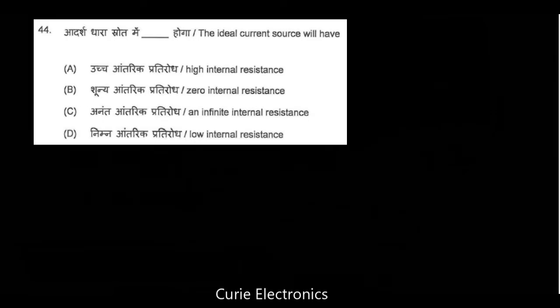Question number 44. The ideal current source will have. Now, what is the internal resistance of a voltage source? Let us consider the battery itself. It will have a resistance also. This is a voltage source, and a voltage source will have a small internal resistance R.